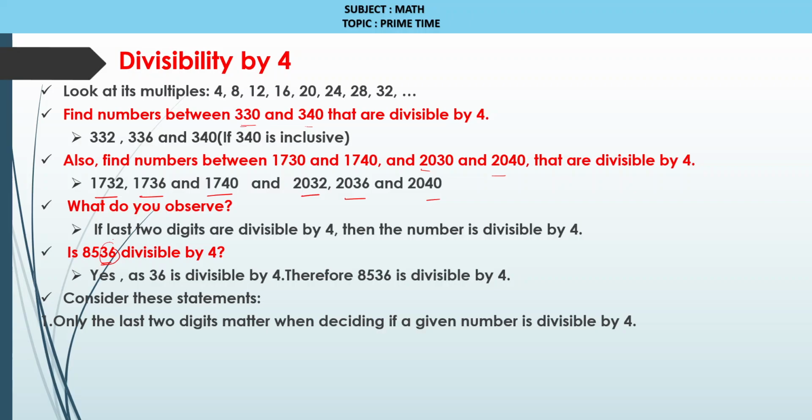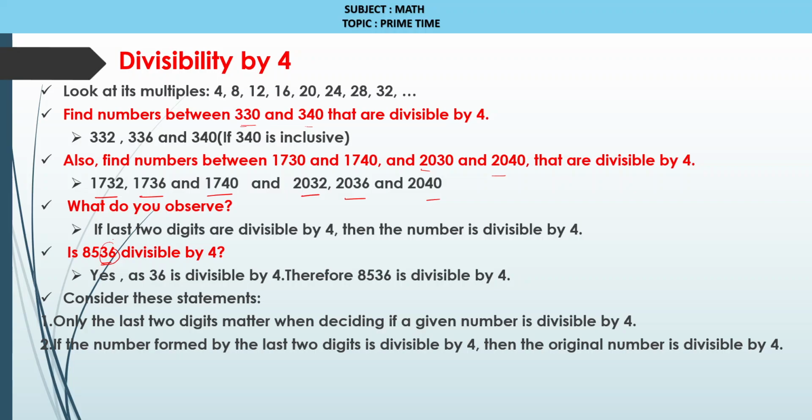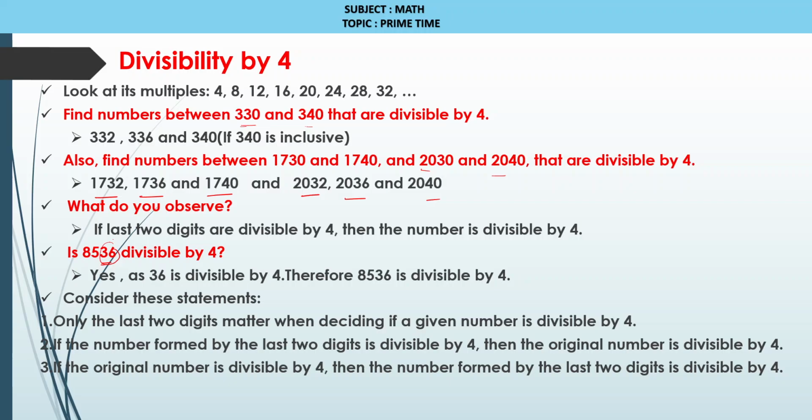Consider these statements. First one, only the last two digits matter when deciding if a number is divisible by 4 or not. If the number formed by the last two digits is divisible by 4, then the original number is divisible by 4. If the original number is divisible by 4, then the number formed by the last two digits is divisible by 4.